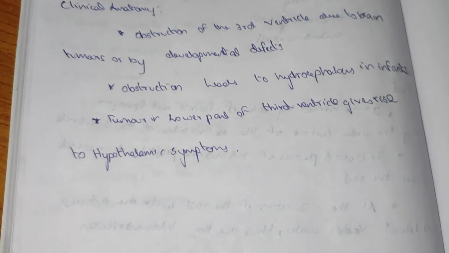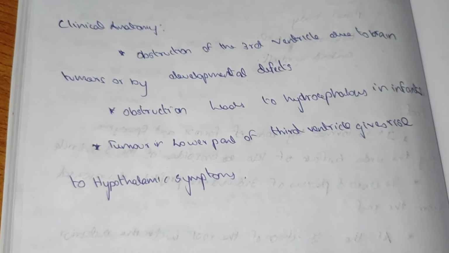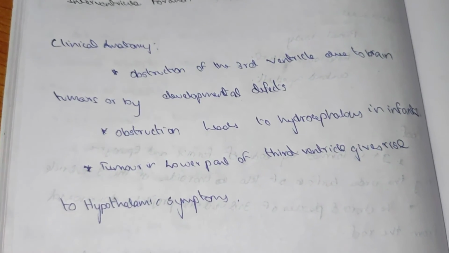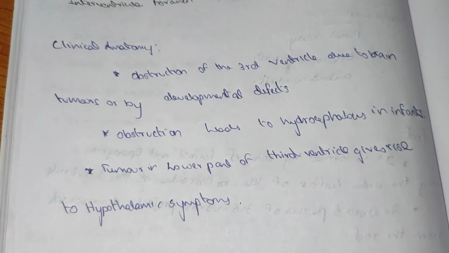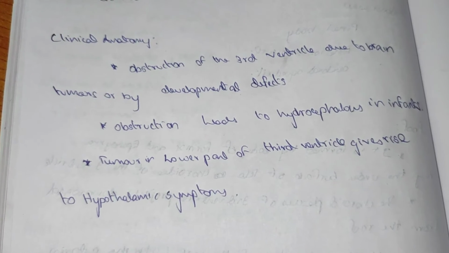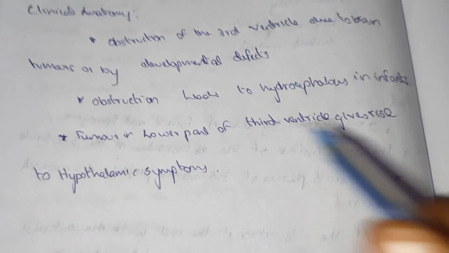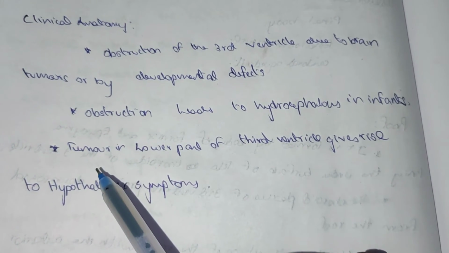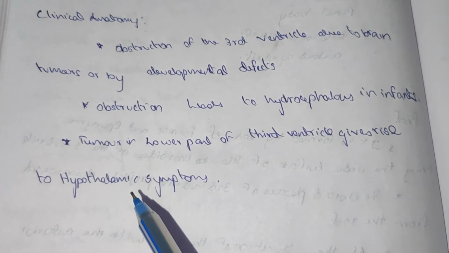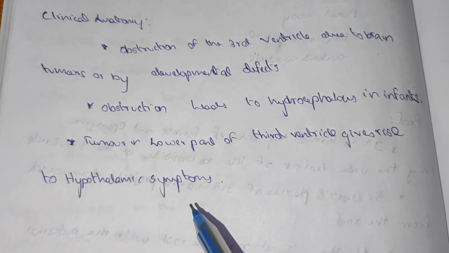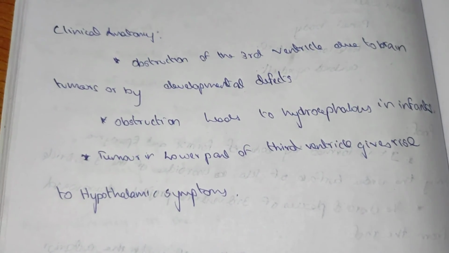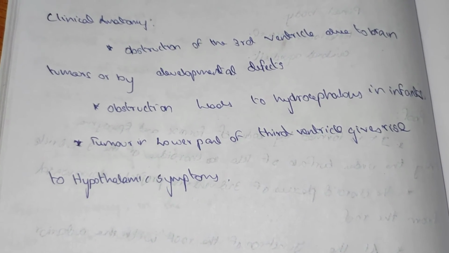Hydrocephalus means abnormal collection of CSF, cerebrospinal fluid, in the head, which leads to bulging of the head. There is increased intracranial pressure. It happens mostly in infants. A tumor in the lower part of the third ventricle also gives rise to hypothalamic symptoms.